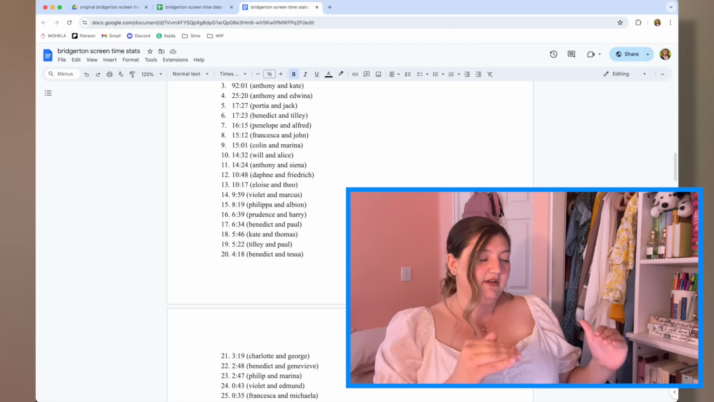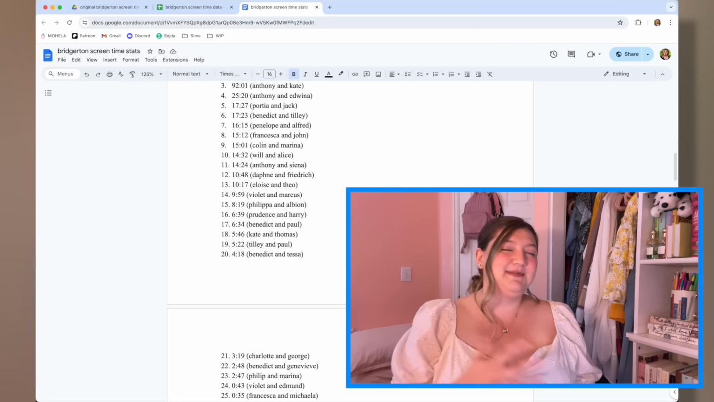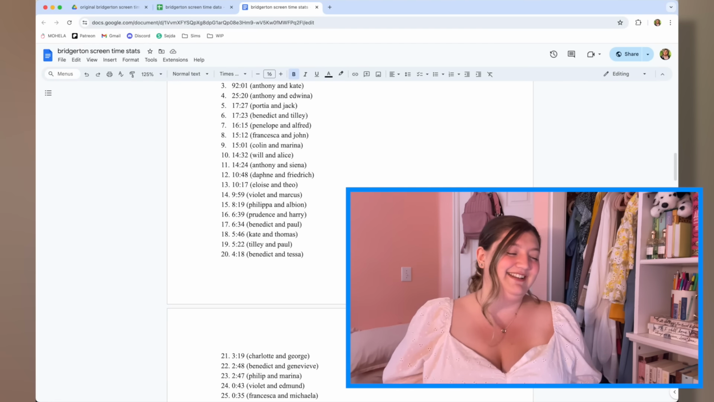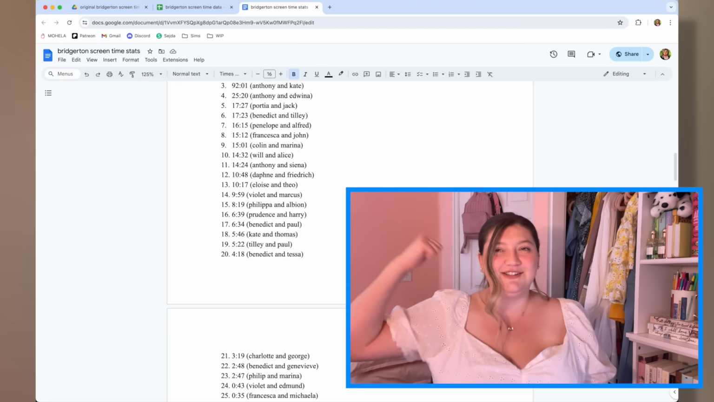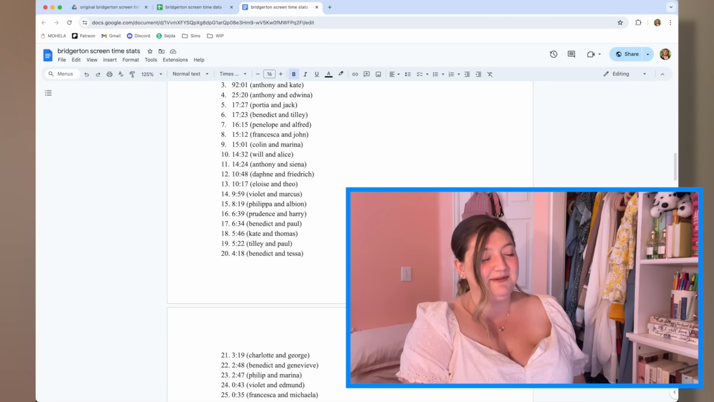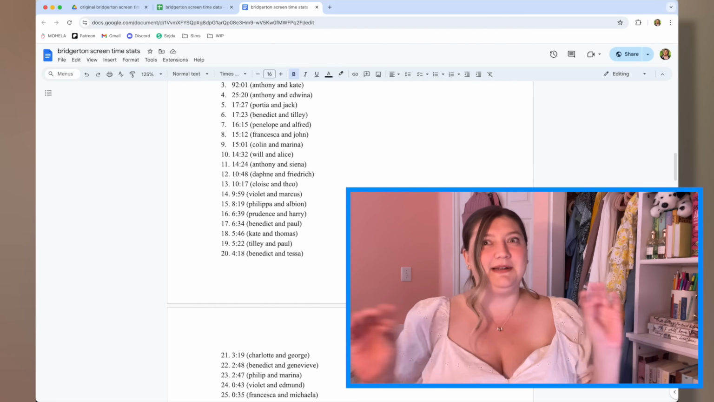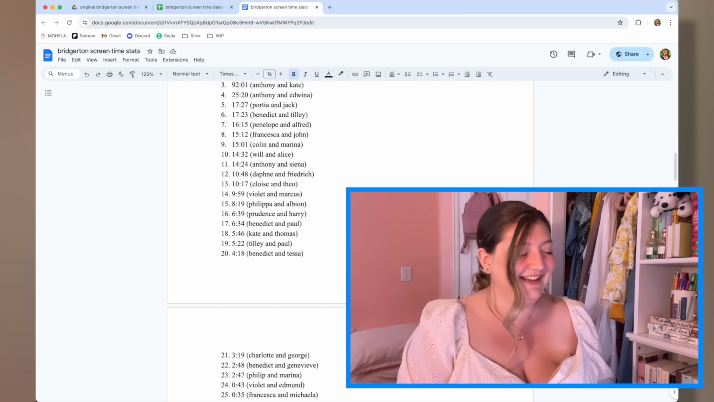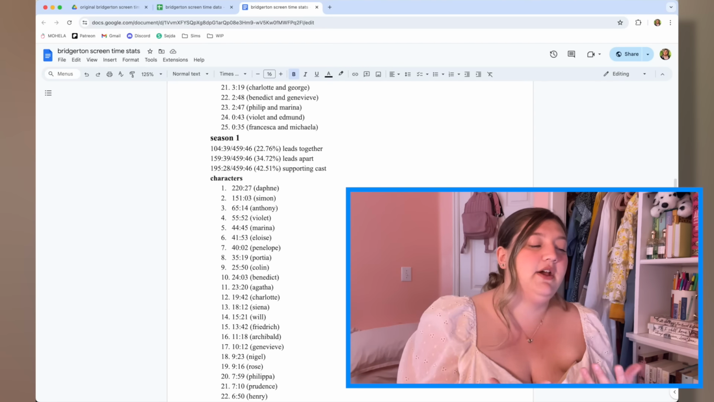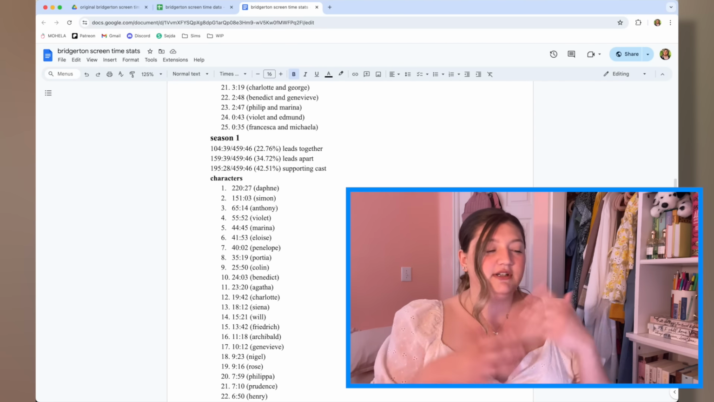Benedict and Genevieve, Philip and Marina, Violet and Edmund. That screen time is just his death scene, so it feels a little grim. Then 35 seconds for Francesca and Michaela. They're pulling through. It's just so funny to me to have such major characters with less than a minute of screen time, and it's because they were literally just barely introduced, but for some reason it amuses me. So here is the overview of season 1, the percentages of each category.